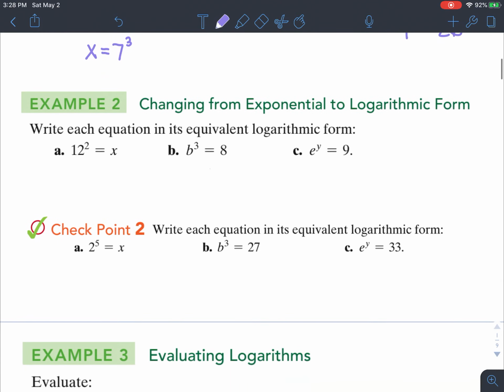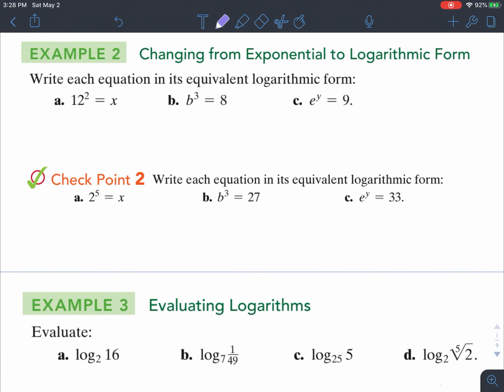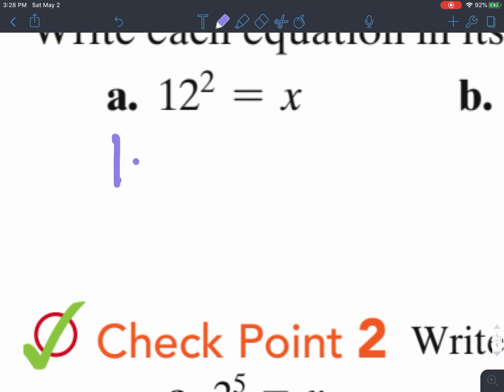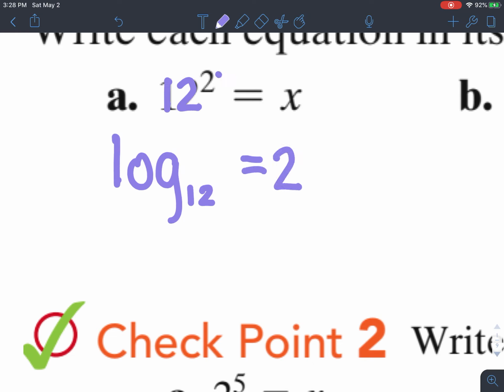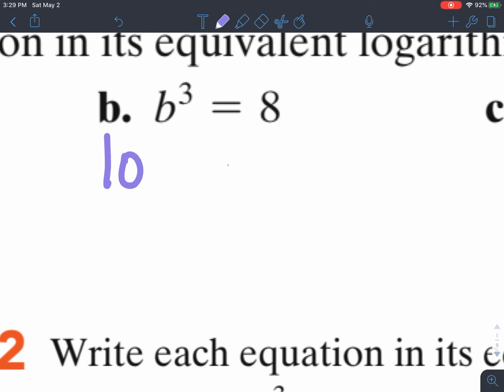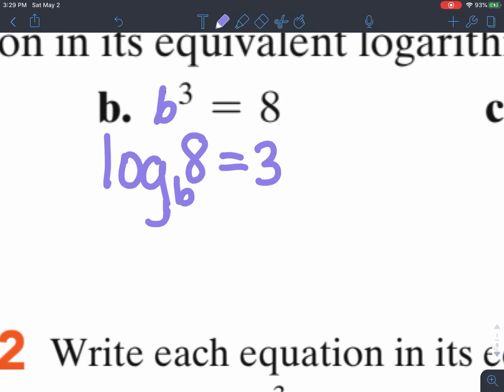Okay, next we're going to do it in reverse. So now we have exponential equations, and we're going to change them to logarithmic. So the first thing we're going to do is write the word log. 12 becomes the base of the log. Remember that the exponent is the answer, and the only other place for this guy to go is here. Okay. All right, next one. Log. Remember that this becomes the base of the log. The answer is the exponent, and the 8 has nowhere else to go.